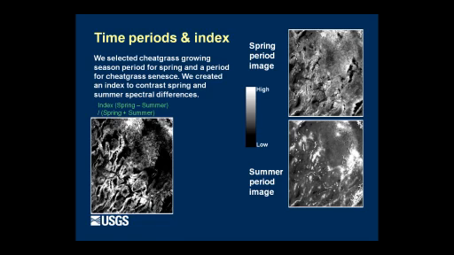Now, again, in this cheatgrass index image, the brighter areas show areas where we think there is cheatgrass, where there should be cheatgrass growing in the spring, and the darker areas are areas where cheatgrass would not be.